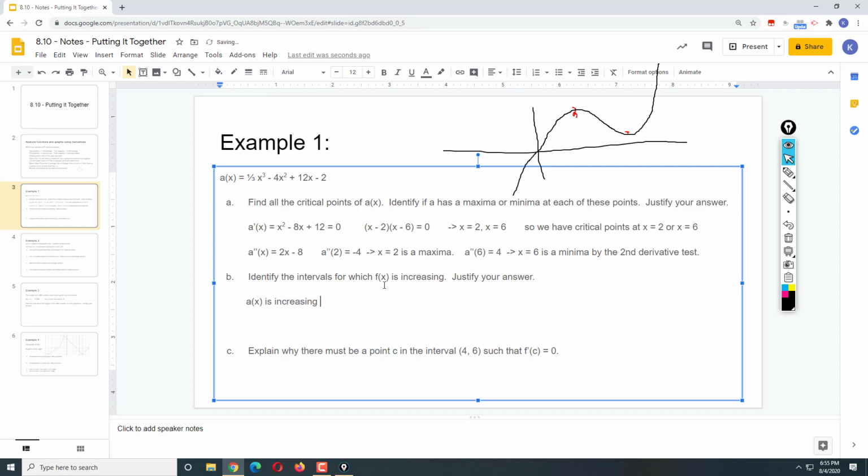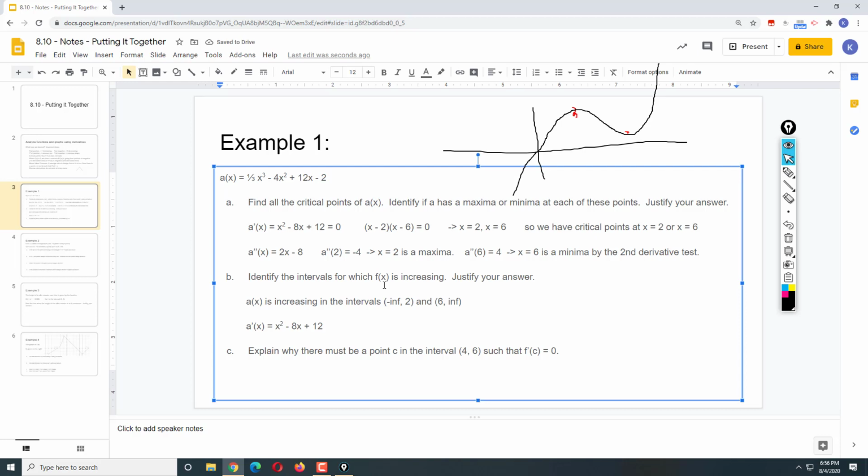It's increasing in the intervals, well, from negative infinity to 2, because that's where it gets to a maxima, and from 6 to positive infinity. Okay. To justify our answer, we know that this first derivative is x squared minus 8x plus 12.